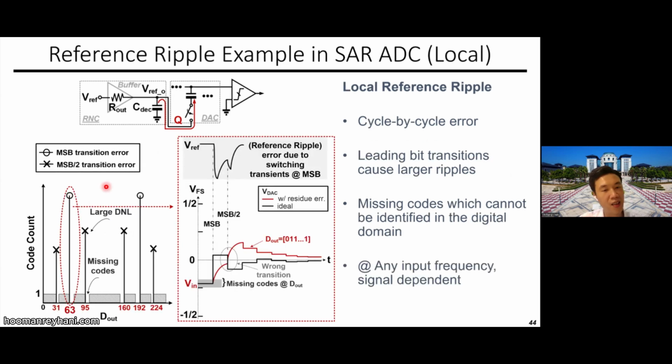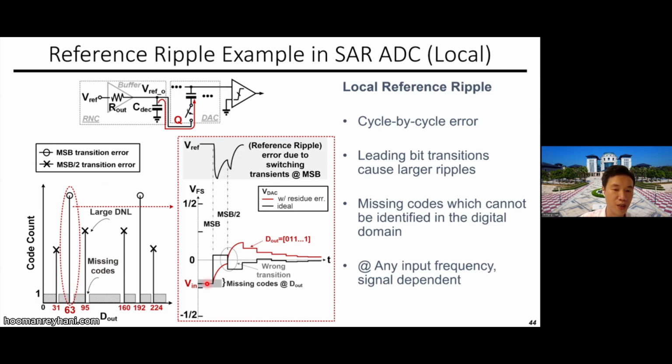The other problem is what we usually consider, what we just saw before. Within the cycle, you have different bits switching, so you will have a signal-dependent, input-dependent type of ripple throughout the cycle. And you will see in your ADC output histogram, here is the code count, here is the code you have, that you will have a large DNL over here and a missing code after that. Just adjacent to a large DNL, you will have a missing code.